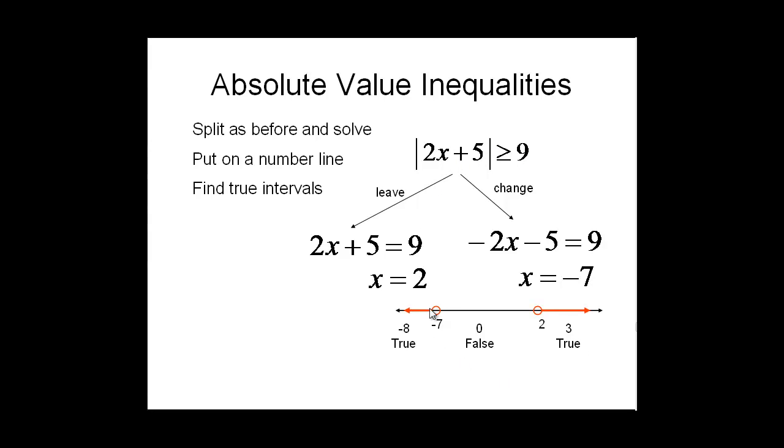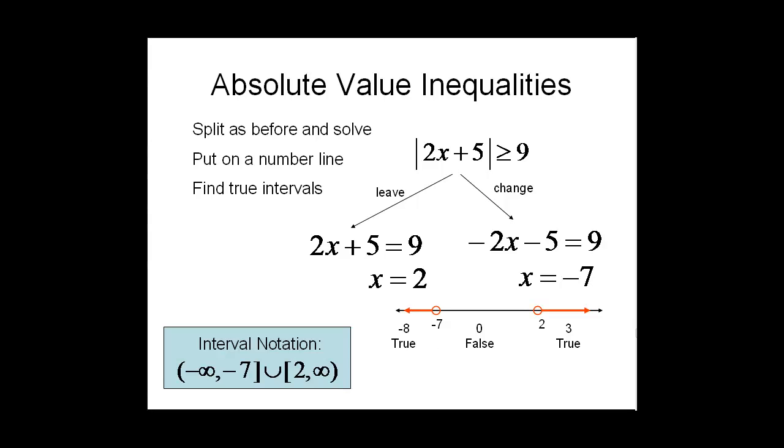So again, these should be colored in because it's an equal sign. And so I should have -infinity to -7 with a bracket because again it should be colored in. And then 2 to infinity gets a bracket. And again, these should be colored in.